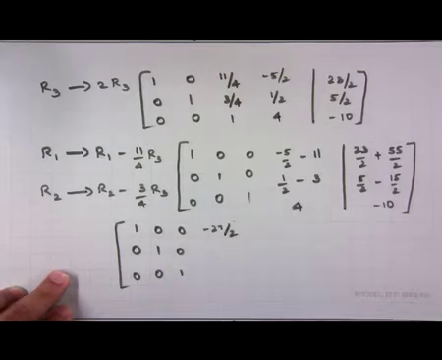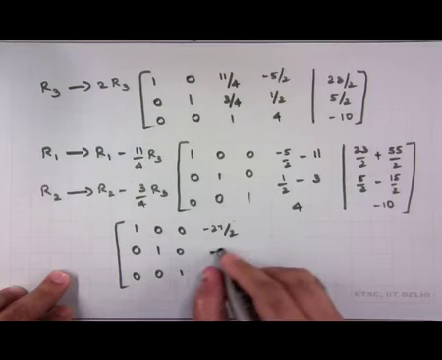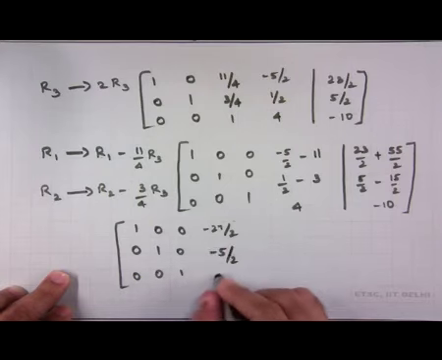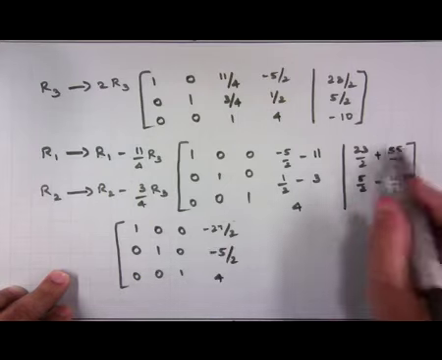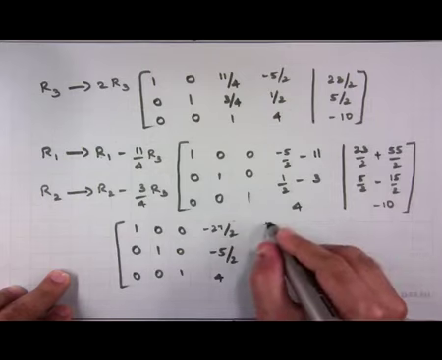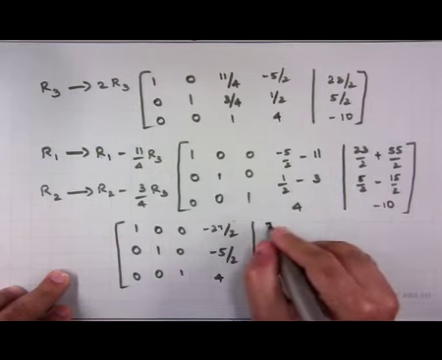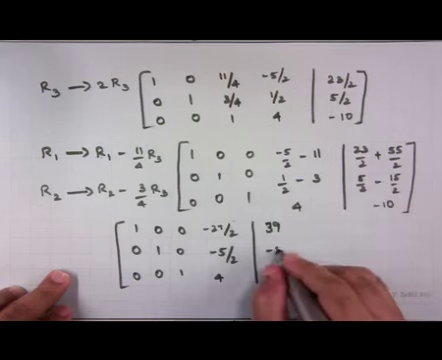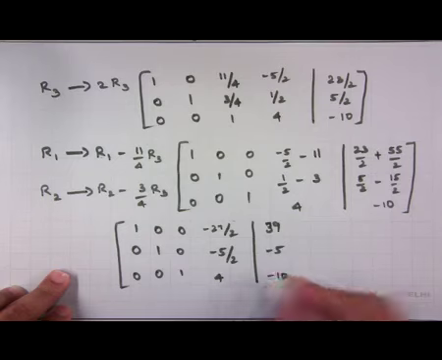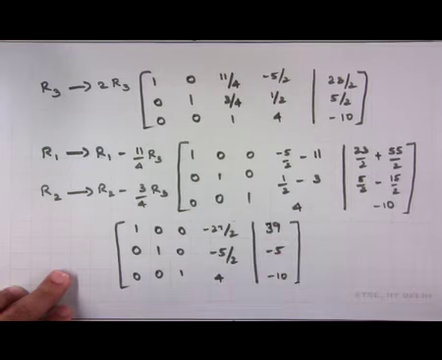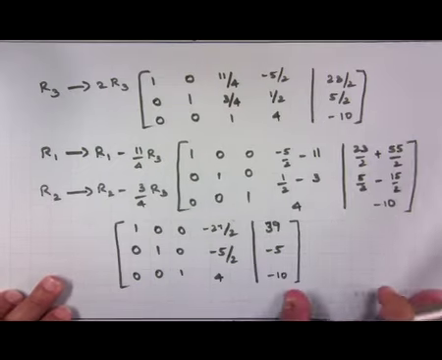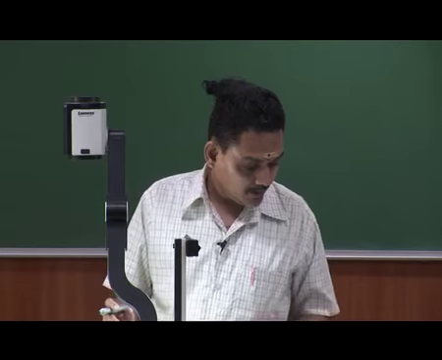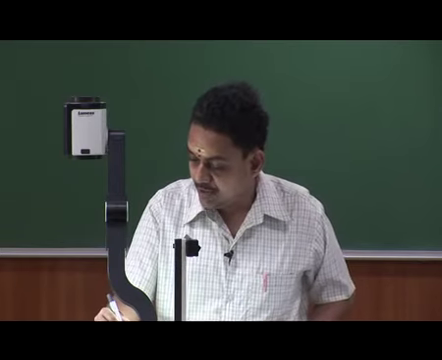Next one, minus 5 by 2, 4. This is 78 by 2, which is just 39, minus 10 by 2. So, you have minus 5, last one is just minus 10. In the last column there is no 1. So, let us call it the independent variable, that is W is the independent variable.